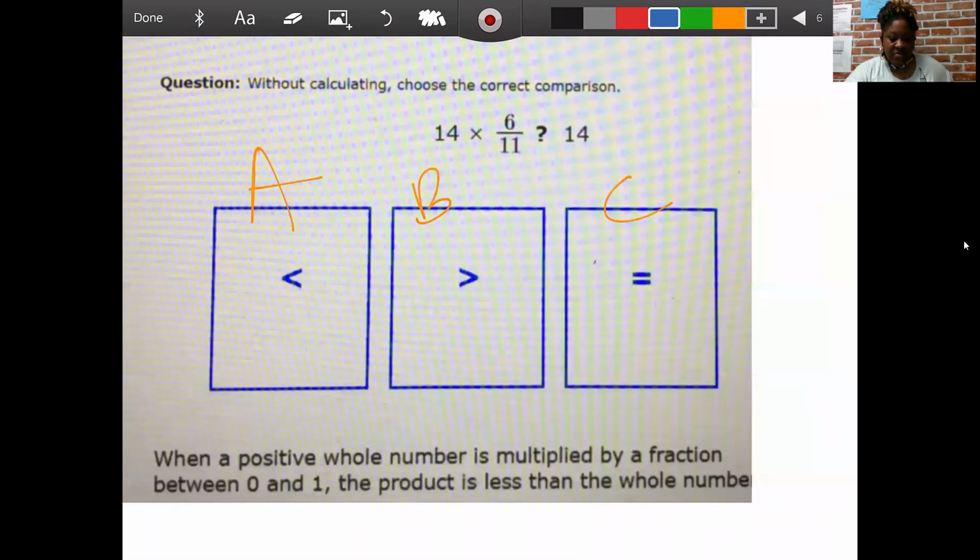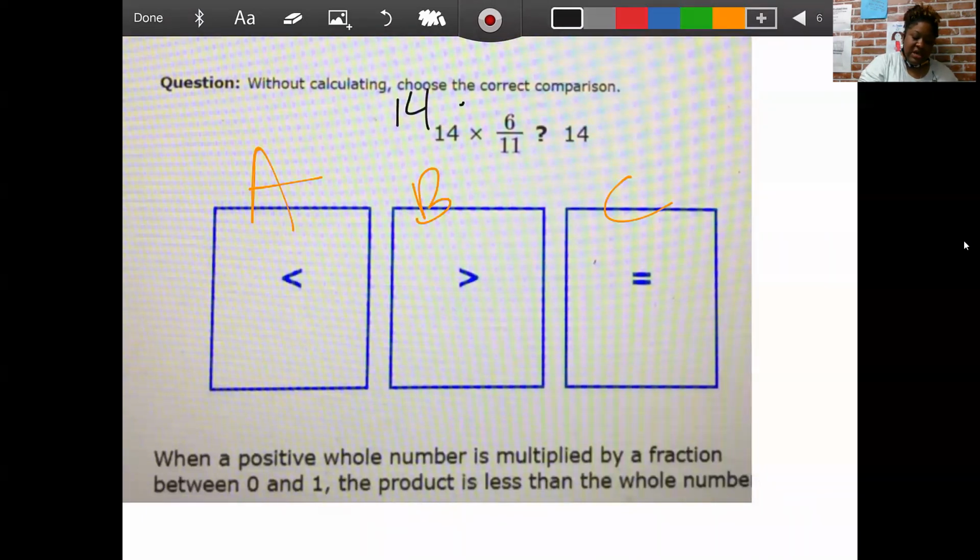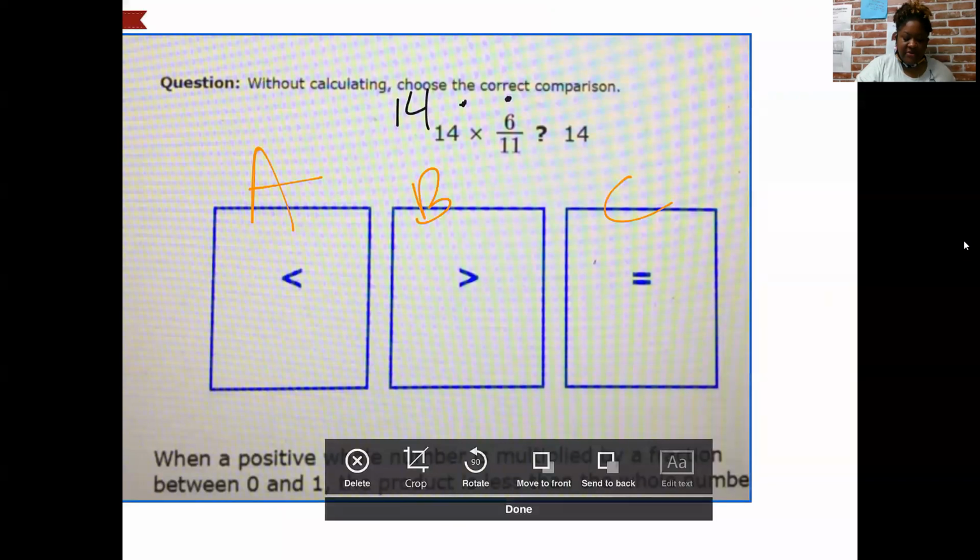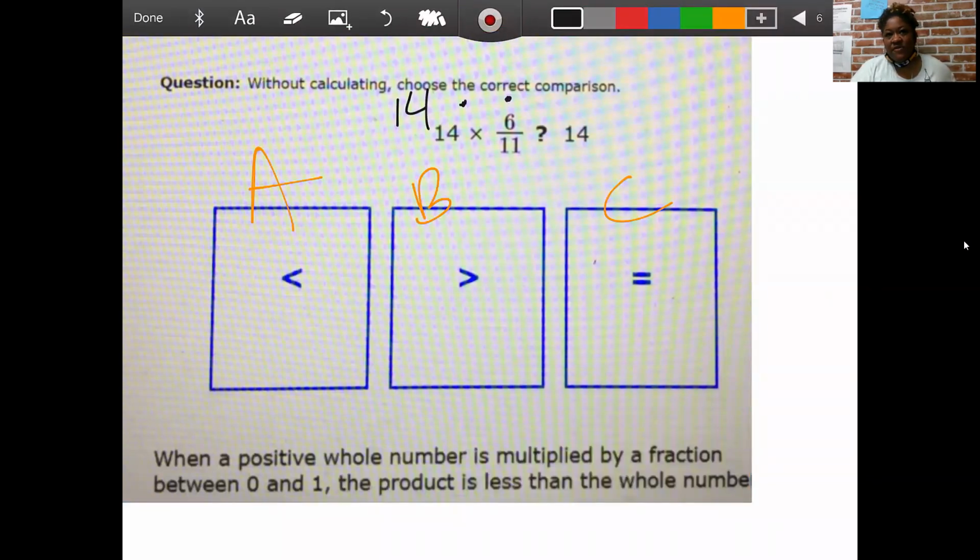So if you go back to the question, you have 14 times 6/11, which is not over 1. That's a decimal. So I'm just going to make it up right now because I'm not really sure. I know it's less than half because 6/12 is half, but it's greater than half because 5.5 is half. So I'm going to say 55 cents, okay? And is that going to be greater than 14 or less than? It has to be less than 14.